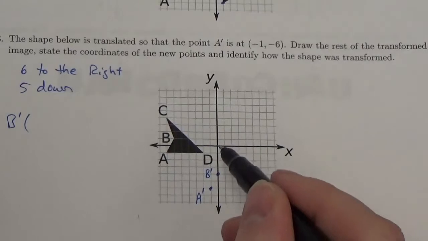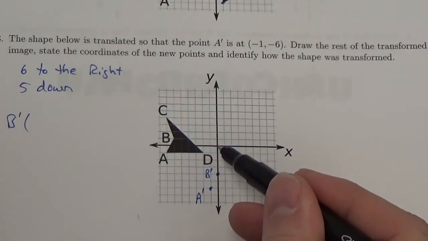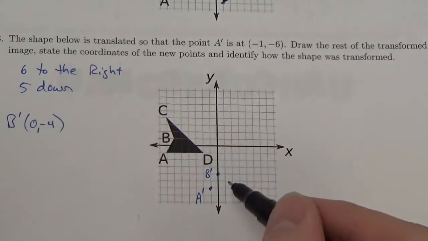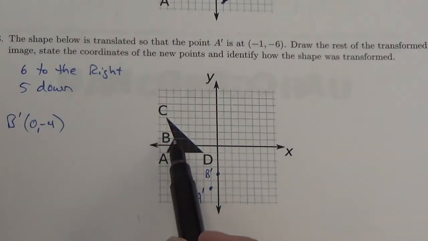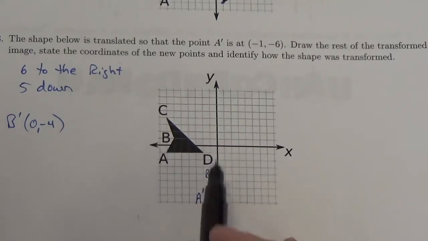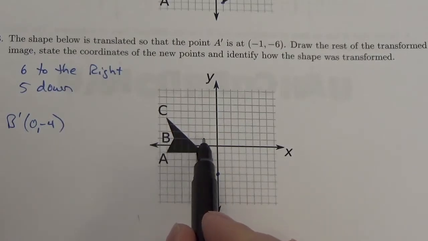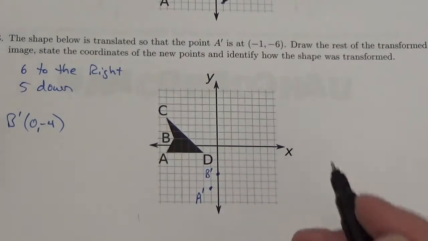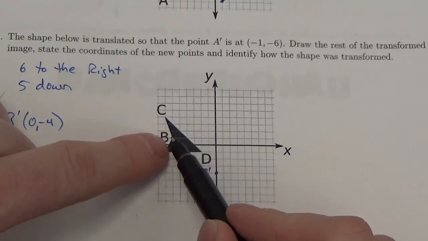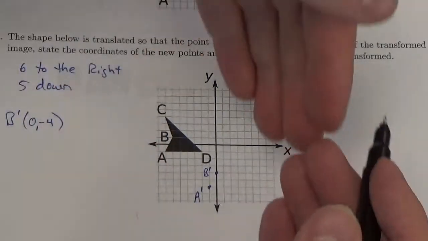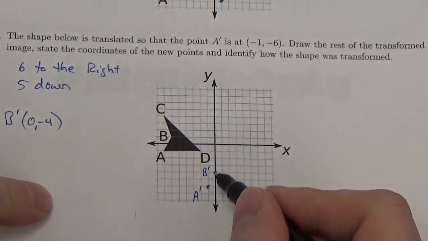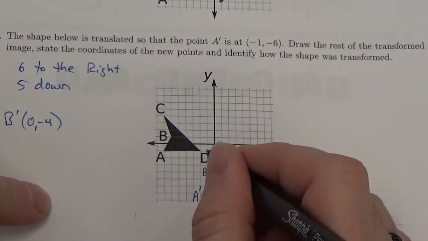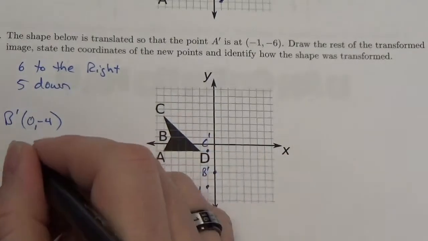B primed is the point, well, it's 0. It's right on the y-axis, and then 1, 2, 3, 4, negative 4. So 0, negative 4. Okay, and I'm just going to double check that I did that right. So that should be 6 right and 5 down. So 1, 2, 3, 4, 5, 6. 1, 2, 3, 4, 5. Yeah, and so that's good. That works. Now from B, C is 1 unit back and 3 units up. So C primed is going to be 1 unit back, and then 1, 2, 3, and there's my C primed.